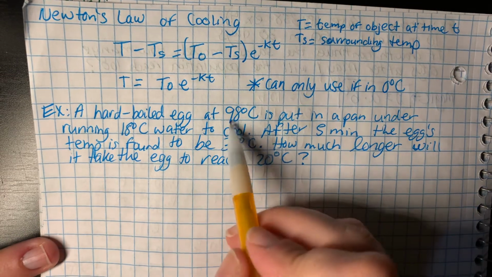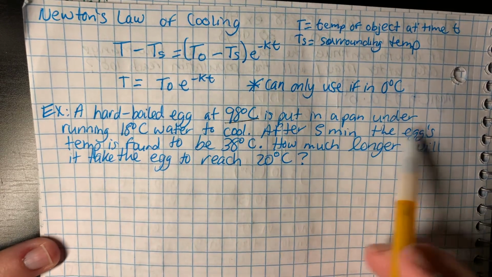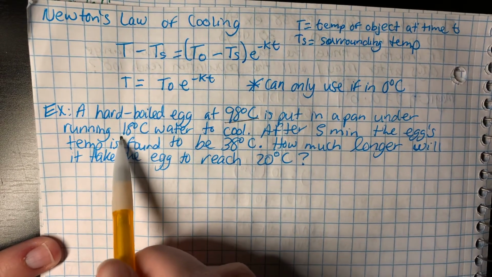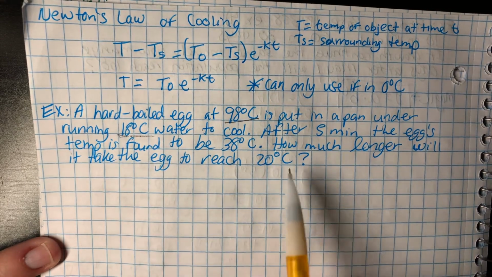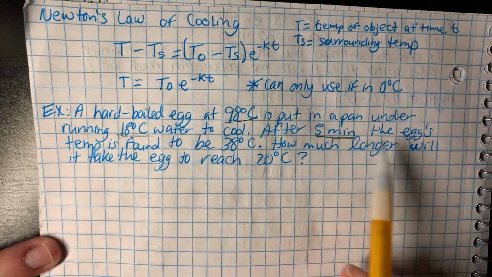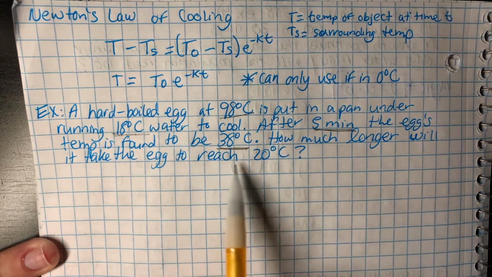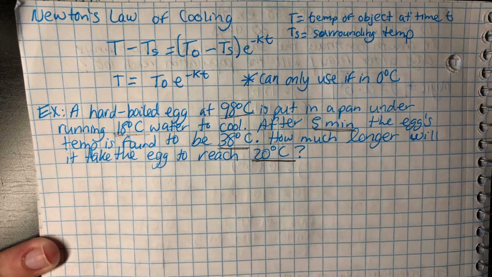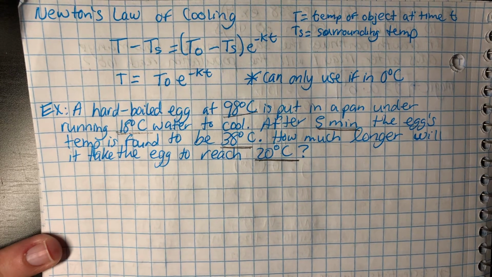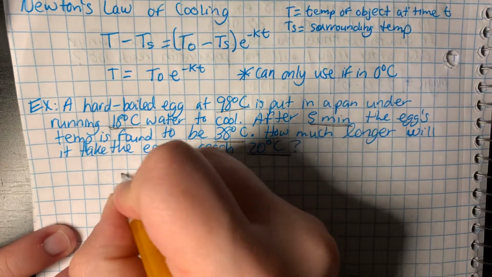A hard-boiled egg at 98 degrees Celsius is put in a pan under running water of 18 degrees Celsius to cool. After 15 minutes, the egg's temperature is found to be 38 degrees Celsius. How much longer will it take for the egg to reach 20 degrees Celsius? So obviously we're going to have to use Newton's law of cooling. Okay, so our T, we don't know what that is.